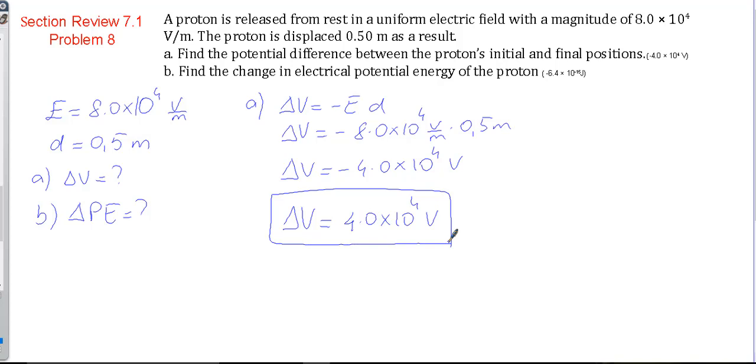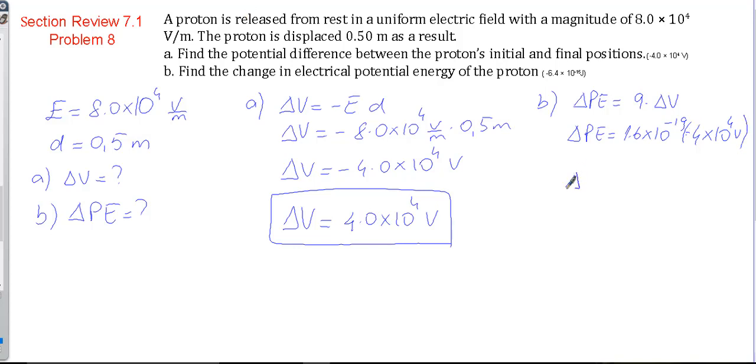Second, in section B, what is wanted? It says calculate delta potential energy. Delta potential energy is equal to Q multiplied by delta V. And then delta potential energy is equal to Q, which is given. What is Q? It is a proton, so 1.6 × 10^-19 coulomb, multiplied by delta V. Here delta V we said is minus 4.0 × 10^4 volt.